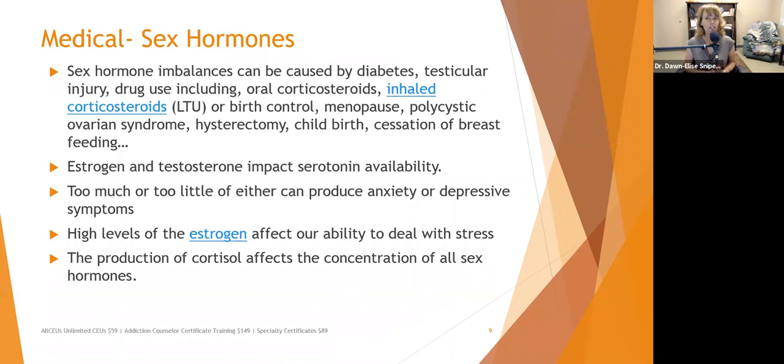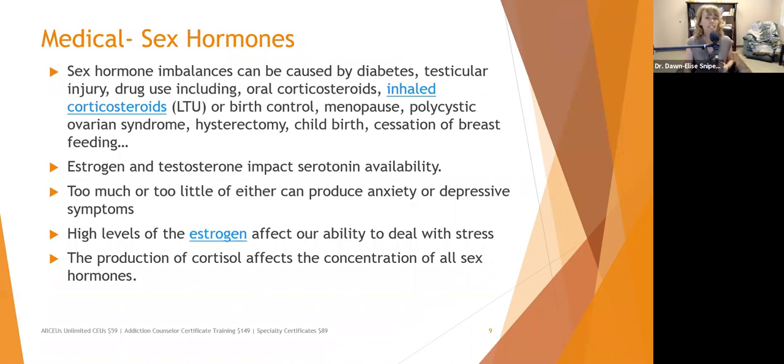And inhaled corticosteroids, one of the most common forms of them are the inhaled allergy medications, which is why they say you shouldn't take the inhaled allergy medications for more than 3 to 6 months without doctor's clearance or yada yada. Birth control can obviously alter sex hormone balance.